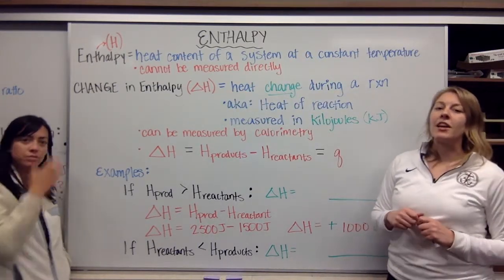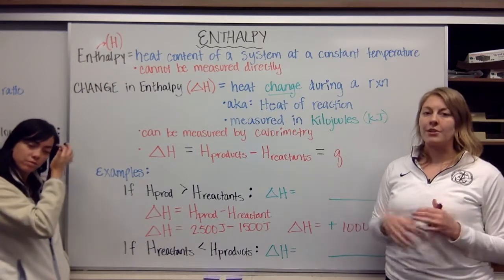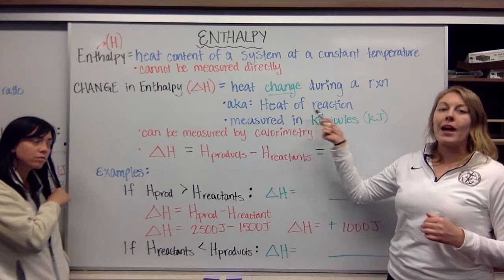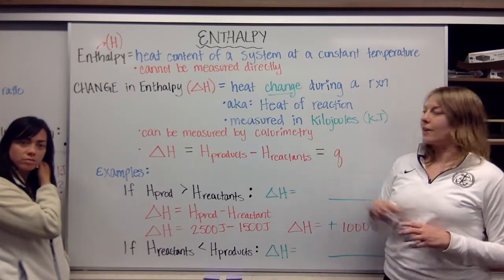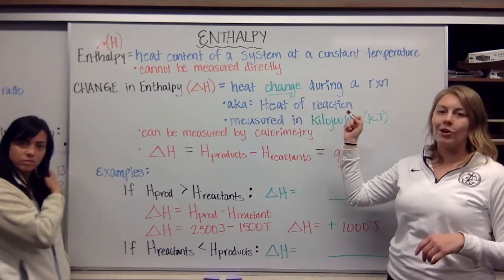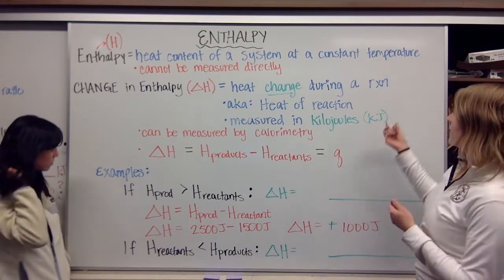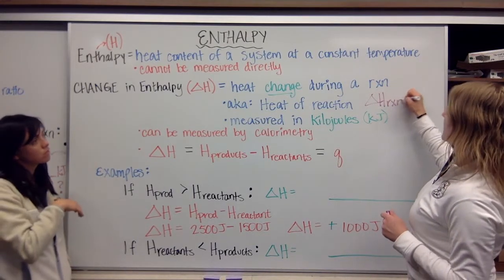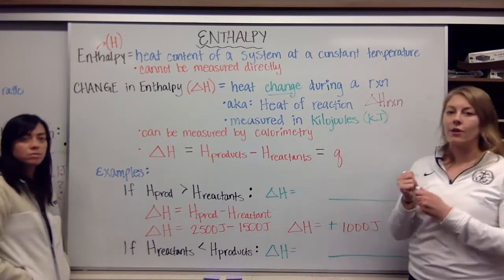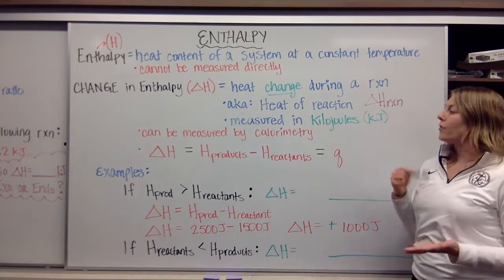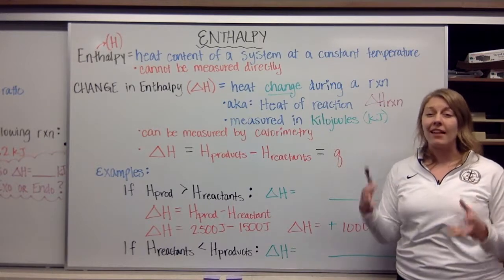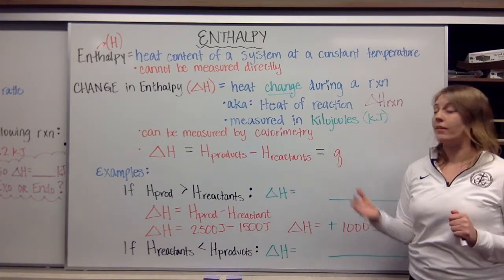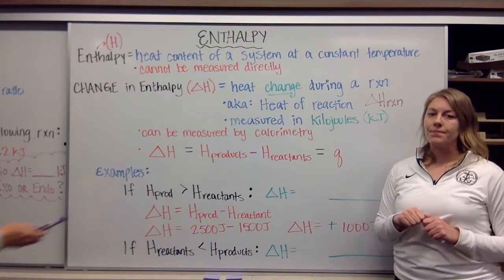This is the heat change that occurs during a chemical reaction. It makes a lot of sense that we call that the heat of reaction. So the heat change during a reaction is called heat of reaction. Sometimes you'll see it written like this, the change of heat of reaction. This is measured in kilojoules, just like our Q was. Remember when we were talking about heat? Just like Q was measured in kilojoules, so is delta H.